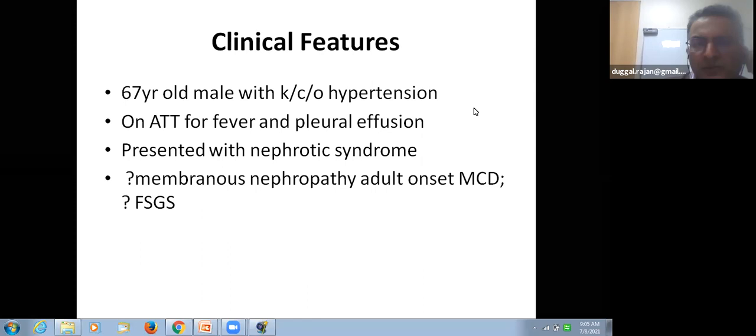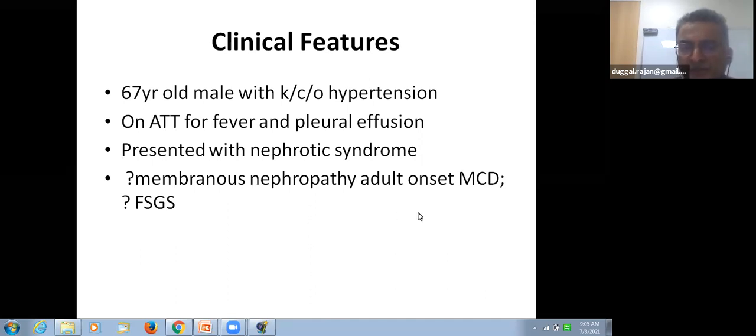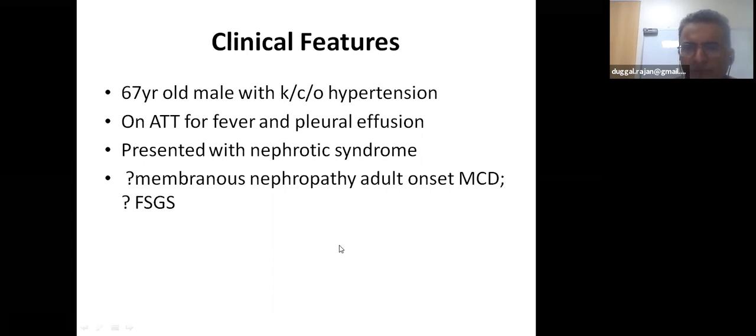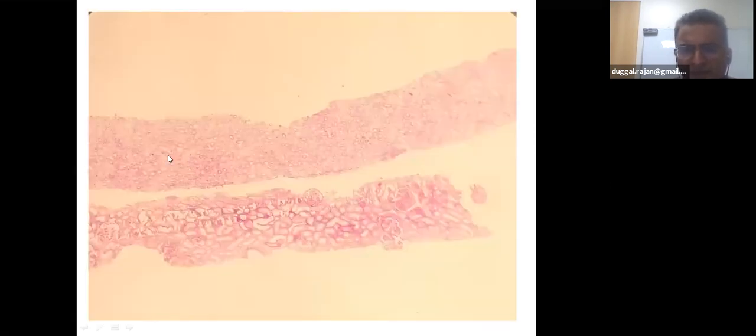67-year-old male with a history of hypertension on ATT for fever and pleural effusion. He presented with nephrotic syndrome. So the clinical diagnosis was membranous nephropathy, adult onset MCD or FSGS. So this was an adequate biopsy.